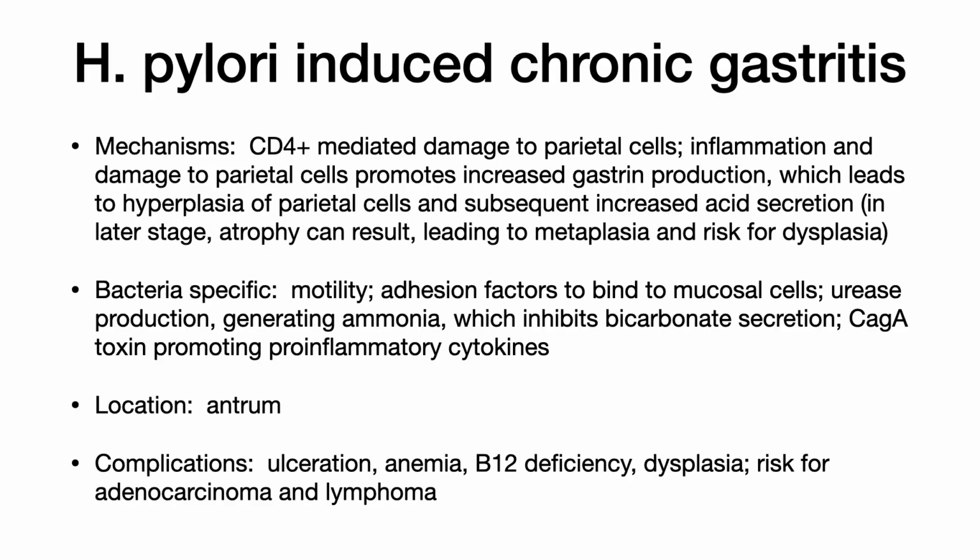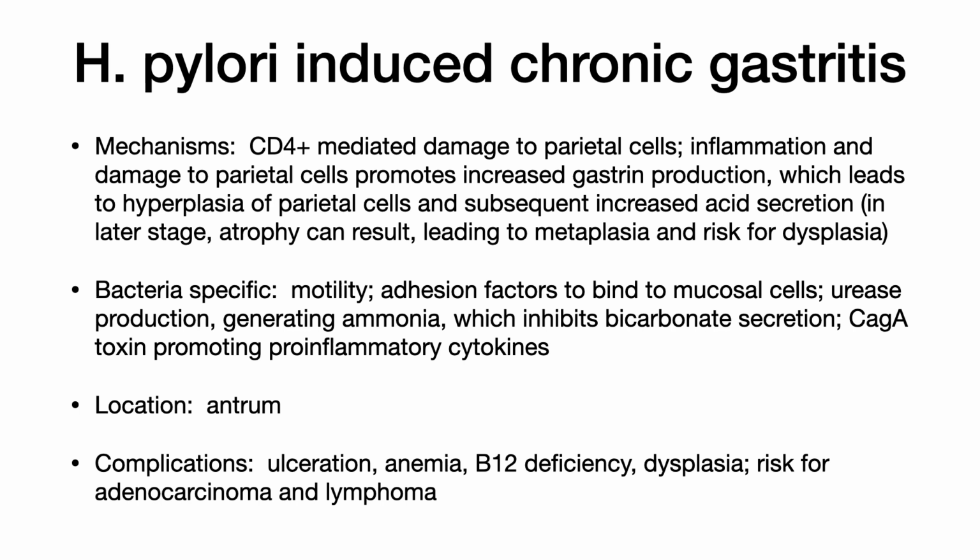H. pylori-induced chronic gastritis. When we talk about this, it was honestly a little bit confusing to me because autoimmune gastritis is more known for affecting the parietal cells, but this is from Baby Robbins, which is derived from Big Robbins. And it basically says that CD4-mediated damage to parietal cells plays a role in the mechanism of H. pylori-induced chronic gastritis. That inflammation damage to the parietal cells promotes increased gastrin production, which you can imagine. If you knock out the parietal cells, which are producing acid, it's going to feed back to tell the body to produce more gastrin, which is going to produce more acid. That leads to hyperplasia of those parietal cells and then increased acid secretion.